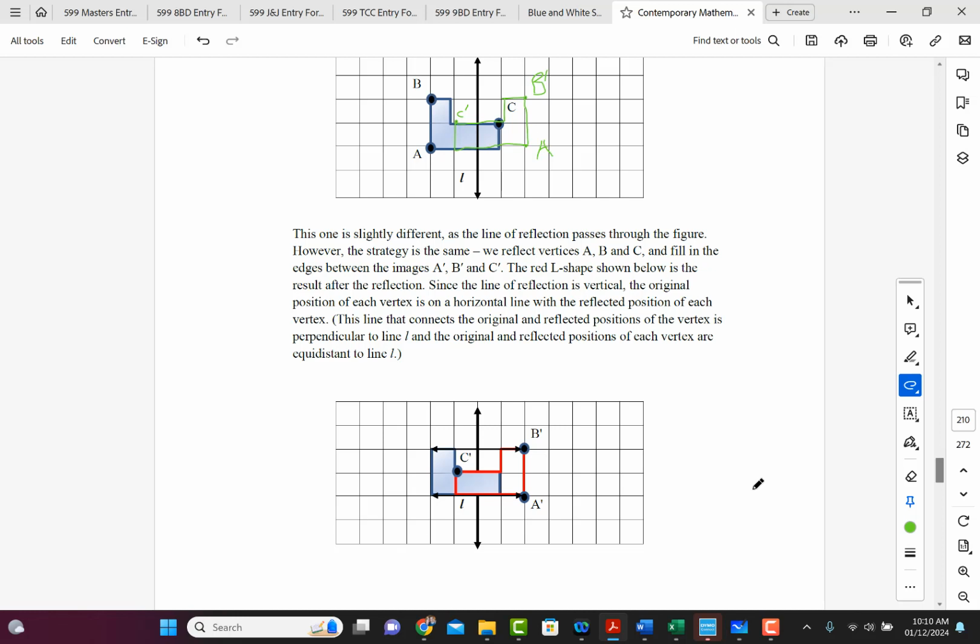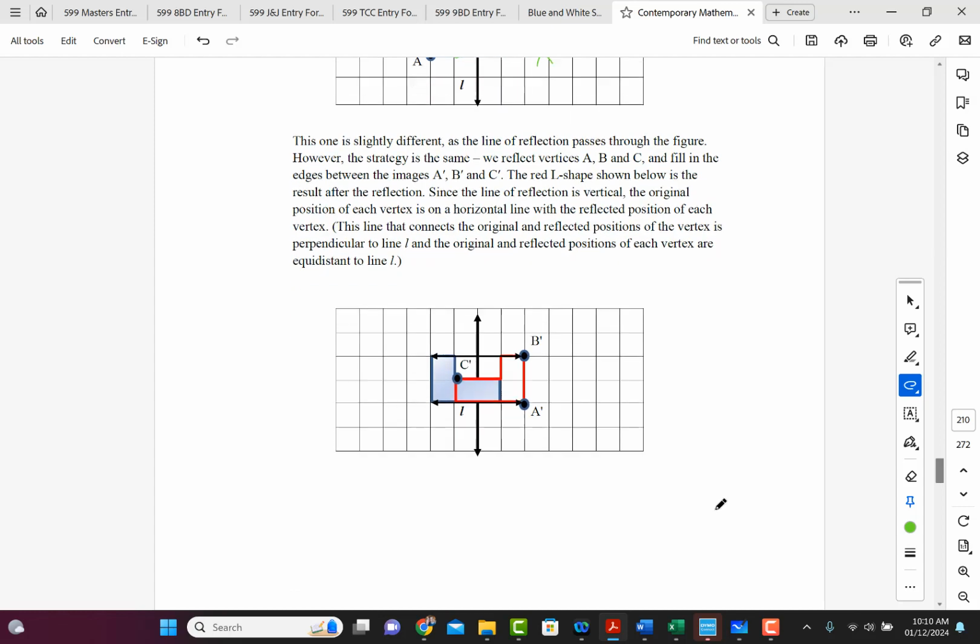Since the line of reflection is vertical, the original position of each vertex will be on a horizontal line with the reflected position of each vertex. This line that connects the original and reflected positions of the vertex is perpendicular to L, and the original and reflected positions of each vertex are equidistant from line L. Okay, so the properties of reflection are preserved.